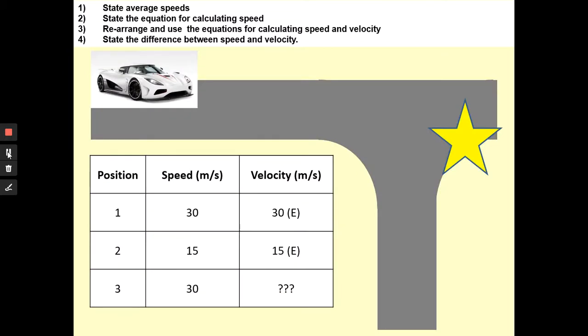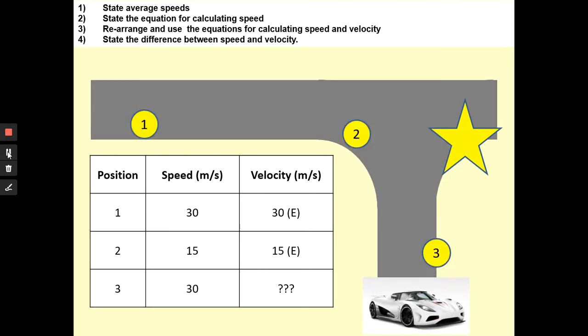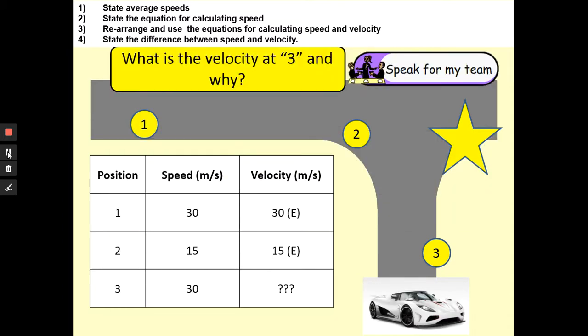So I'm going to illustrate this in my little PowerPoint here. So I've got my car there, and it's going to do a tiny bit of a journey. So watch my journey. So it's gone along the road and then down round the corner. What is the velocity at 3 and why? So pause the video, have a think about it.